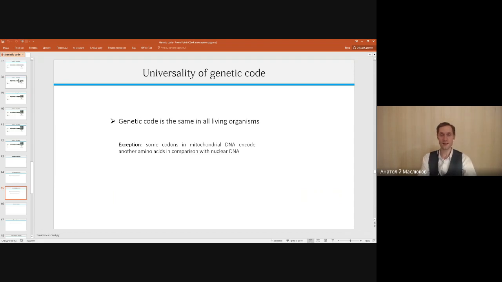And if we look inside the cells of animals, whatever animal you choose, if you find the same triplet in the genotype of the animal, this triplet will encode the same amino acid as if it were in your genome or in my genome. So the genetic code is the same in all living organisms.